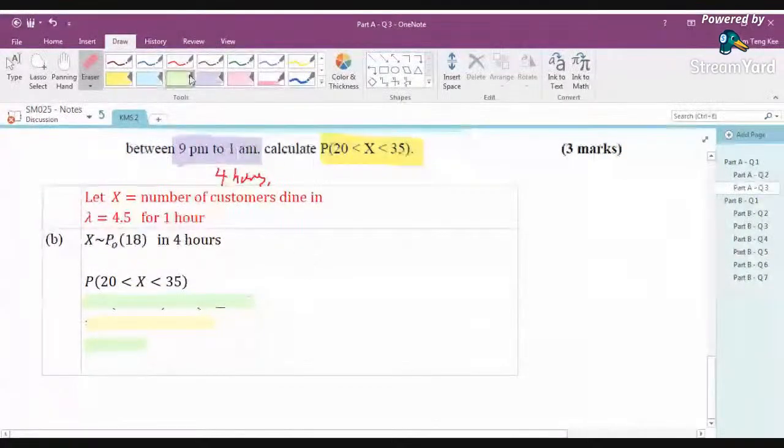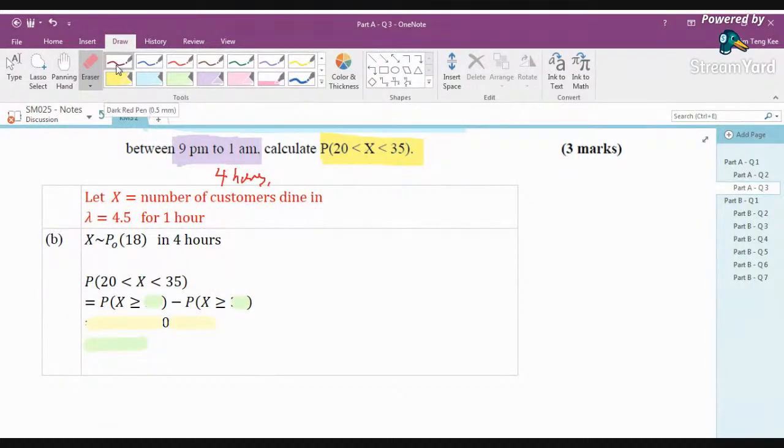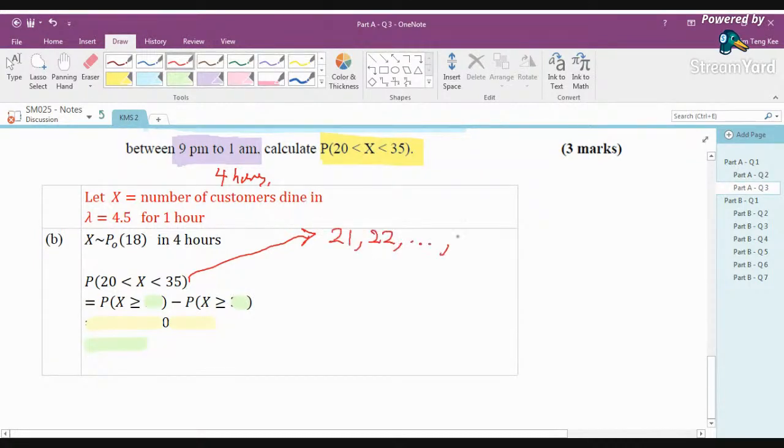And in order to calculate these probabilities, we just do a quick calculation. If we want to make use of the table, I must have P(x ≥ a) minus P(x ≥ b). What is the corresponding value for the first and also the second probability? First, what is the x value we want here? We would like x values starting from 21, 22, all the way until 35.